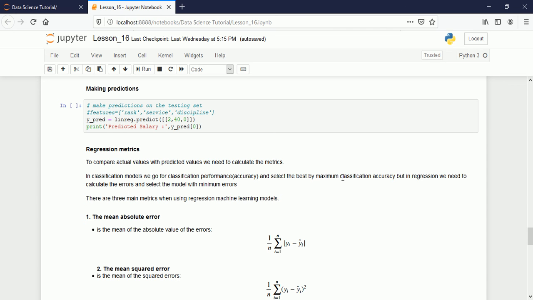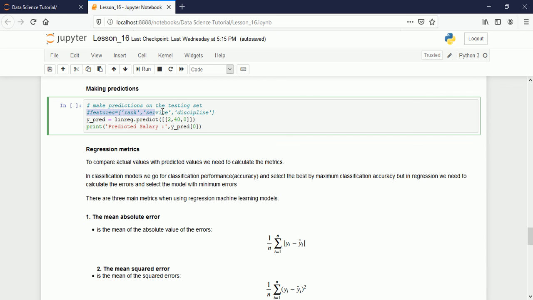Now let's see whether the model is predicting correctly or not. These are the features: rank, service, and discipline. Now I have to predict. So y predict is equal to, I use the model object here, and then the function predict, and I'm going to give these values. If the rank is 2, the service is 40 years of working experience, and discipline is equal to 0, now it has to predict how much the salary will be for that person.